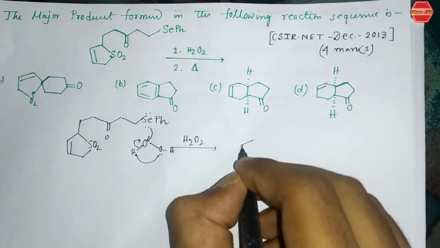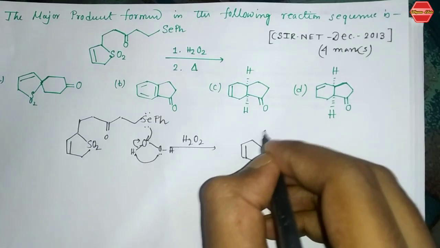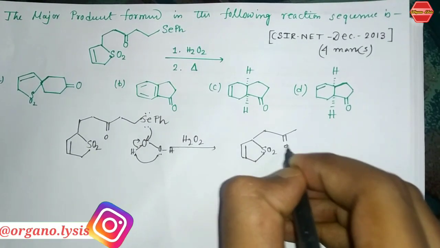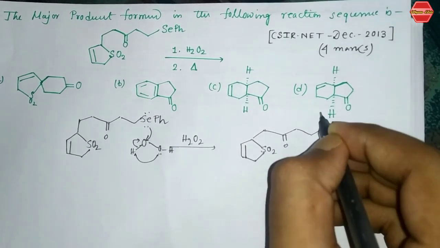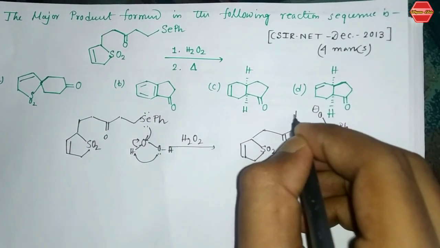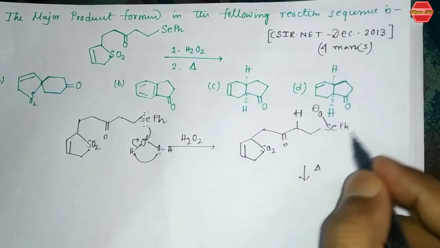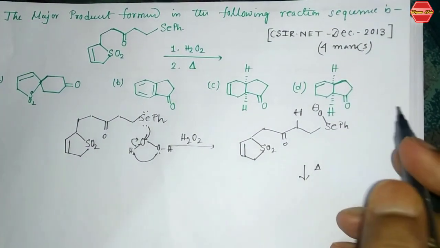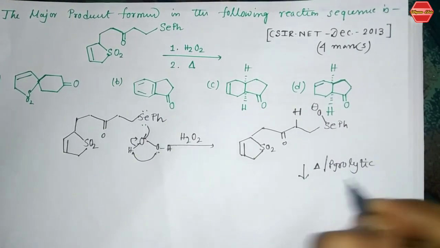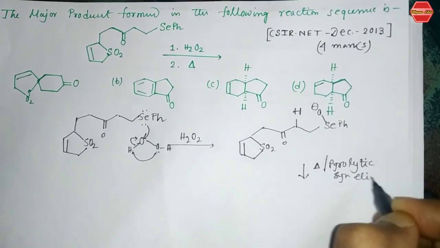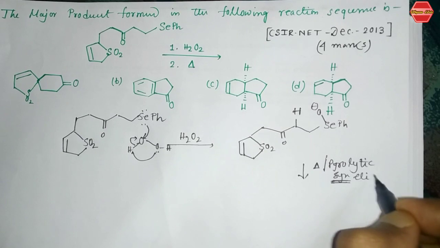Now see, this is our SO2, and the bonds go over here, that is a double bond, and here you have the selenium group, this is your oxygen, and there is a hydrogen. In the presence of heat, it generally undergoes pyrolytic syn elimination. Keep in your mind that it is always syn elimination.